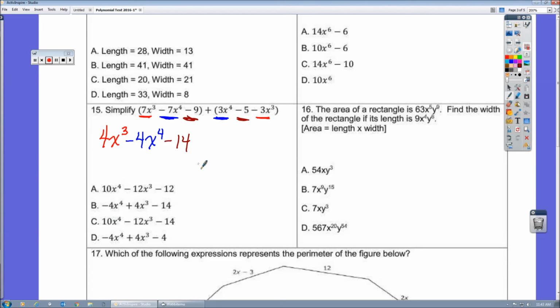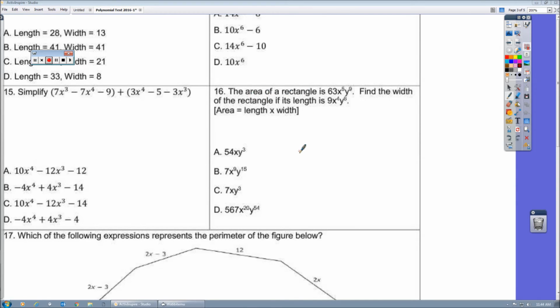Now if you look at your answer choices, the way that you write it correctly would be to put the term that has the highest power first. So we're going to put negative 4x to the fourth. X to the third is positive, so we're going to do plus 4x to the third, and then we'll put our number at the end. So that'll be in good algebraic form. Now we'll just match up our answer, and it looks like our answer is B.